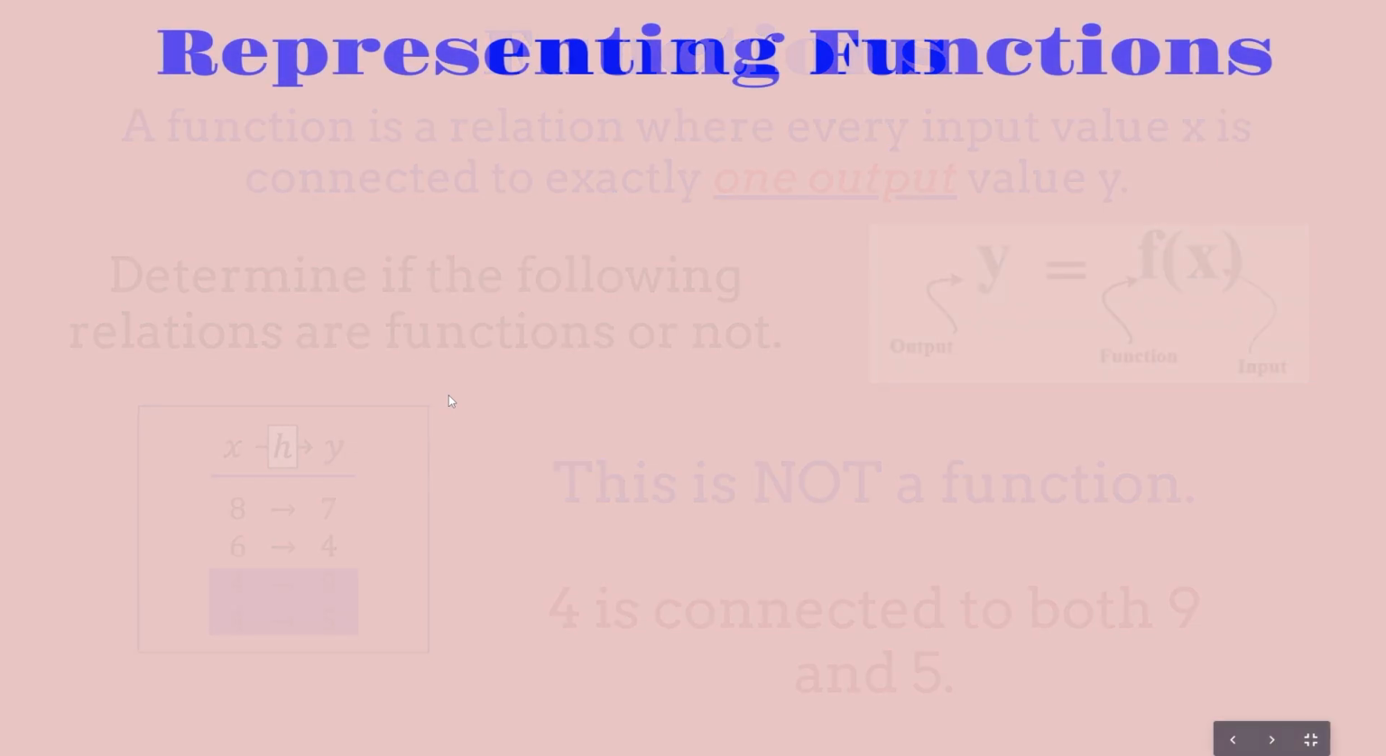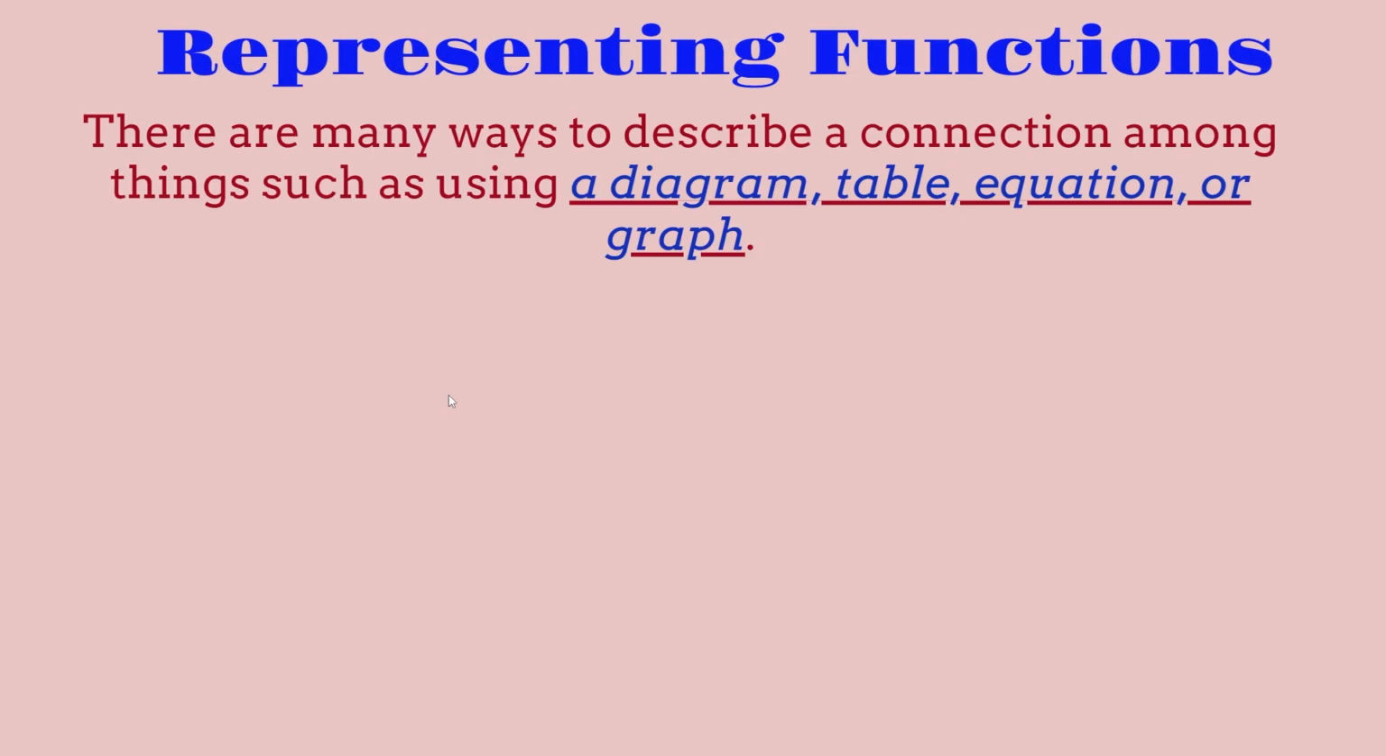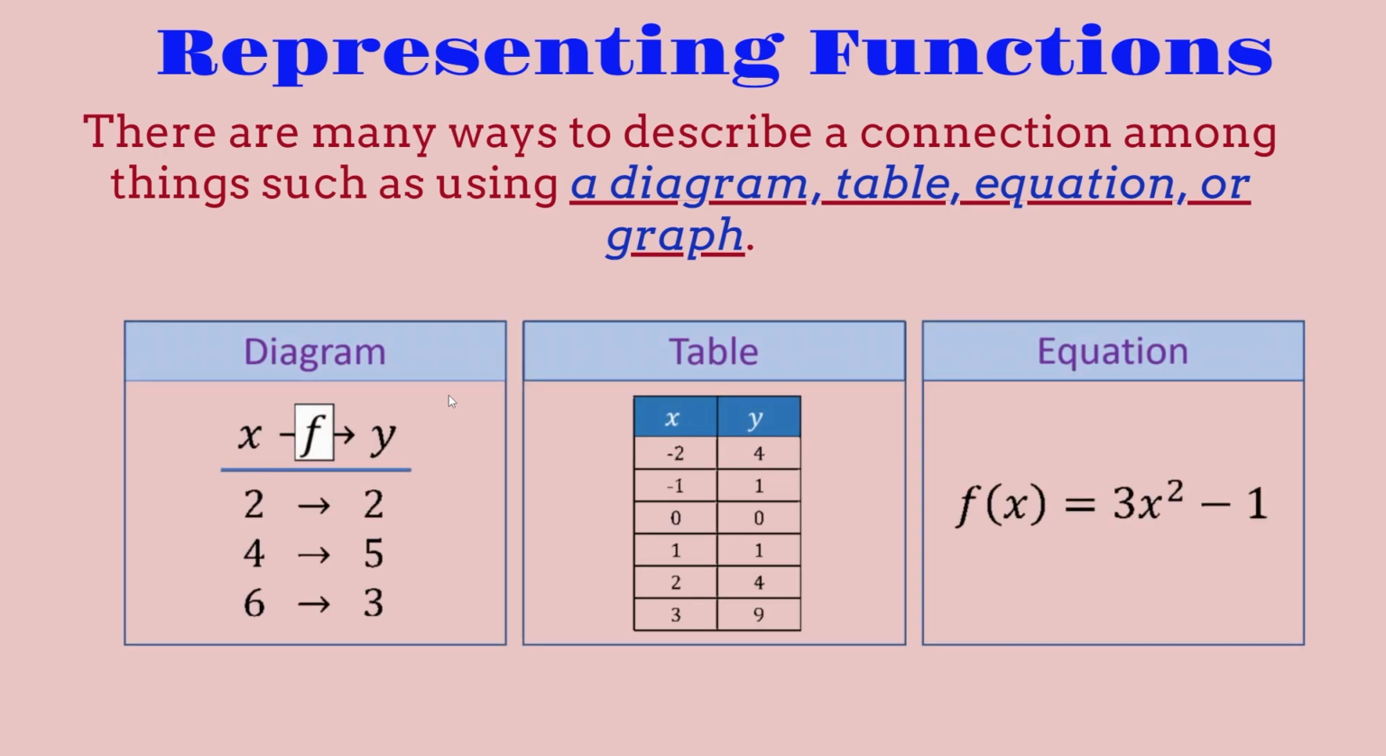So now how can we represent functions? There are many different ways to describe a connection among things, such as a diagram, table, equation, or graph, and also mapping too. So if we look at each one of them one by one, this is how they look like. First of all, there's a diagram. We already saw how the diagram would look like. It's basically just with an arrow and the input on the left side and the output on the right side.